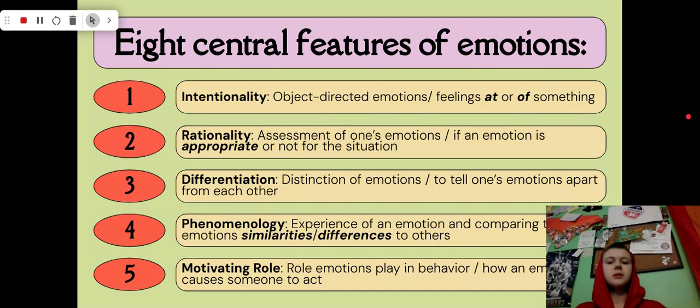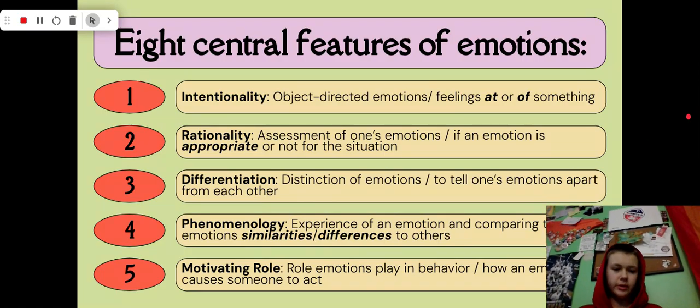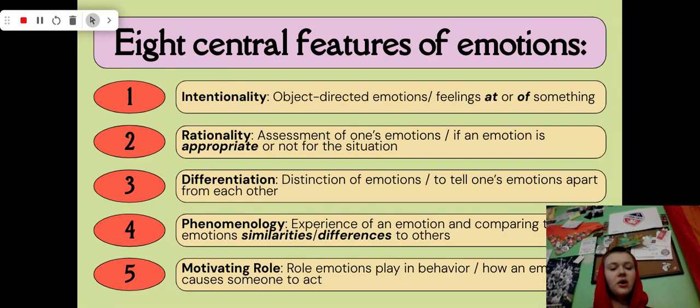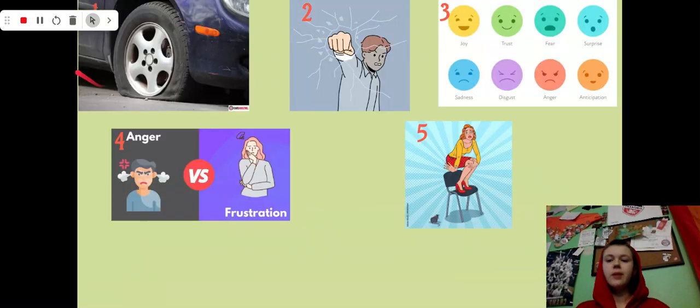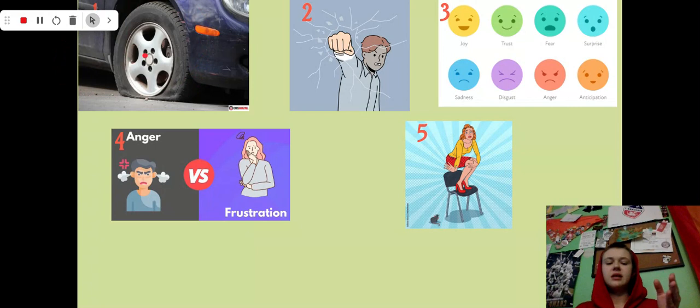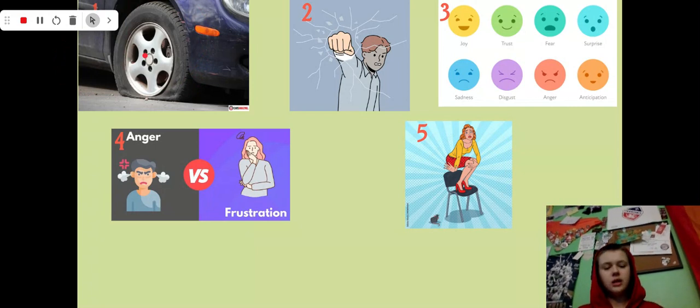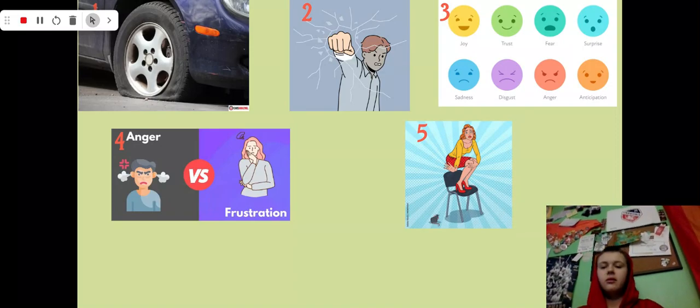The first question we had to answer was, what were the 8 central features of emotions? So we'll go down this list here, and I'll introduce them to you. The first one here is intentionality. It's the feeling of having an emotion directed at a thing, at something, or because of something. For instance, you may have a flat tire. You see that flat tire, and now you're really angry, you're really upset about that flat tire. That anger isn't directed at a person, it's directed at a thing. So, you could see here that your anger is directed at this flat tire only.